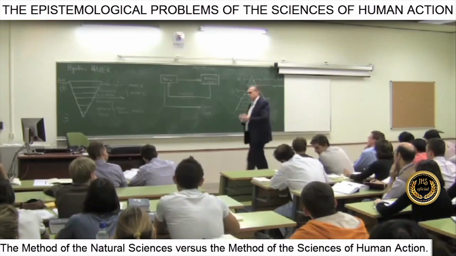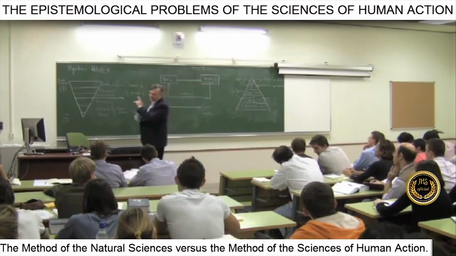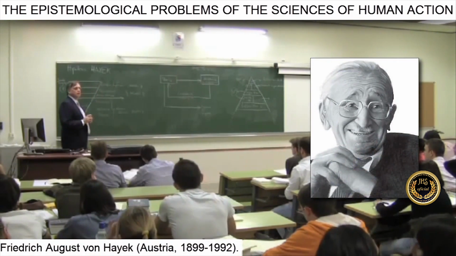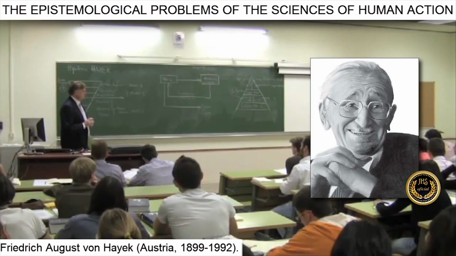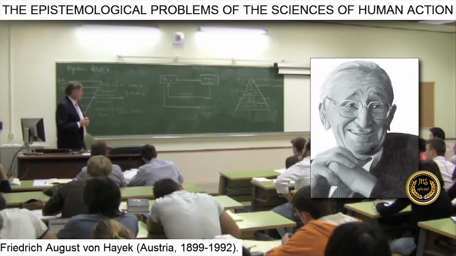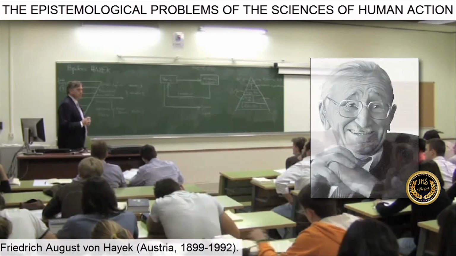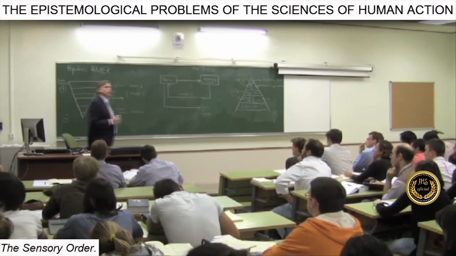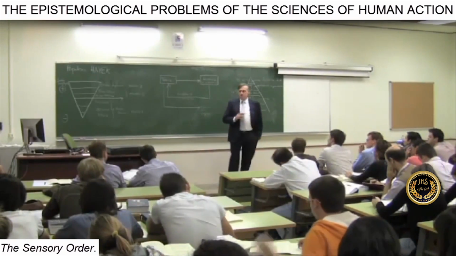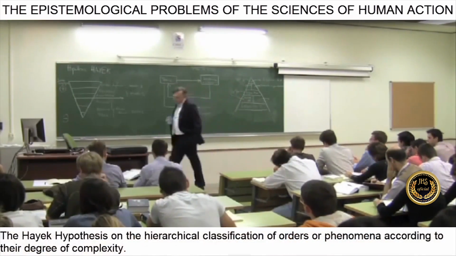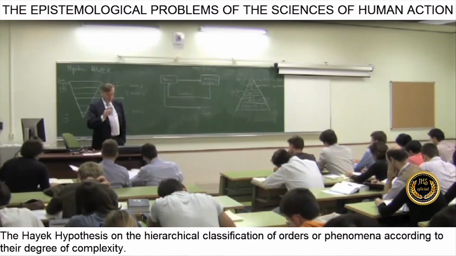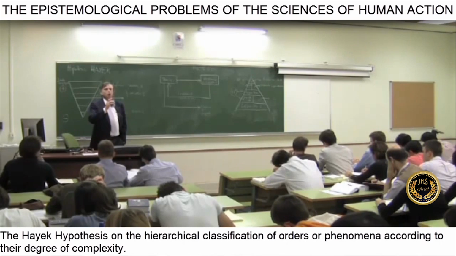To begin our exploration of the topic, let us consider the Hayek hypothesis. As you know, Friedrich Hayek, winner of the Nobel Prize in Economics in 1974, was perhaps Mises's most brilliant disciple. Hayek, in his book The Sensory Order, proposes a hypothesis which we will call, take note, the Hayek hypothesis on the hierarchical classifications of orders of phenomena according to their degree of complexity.